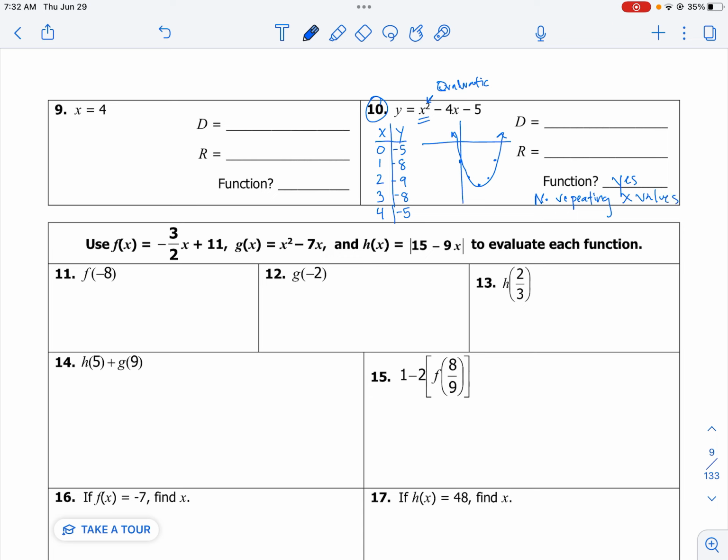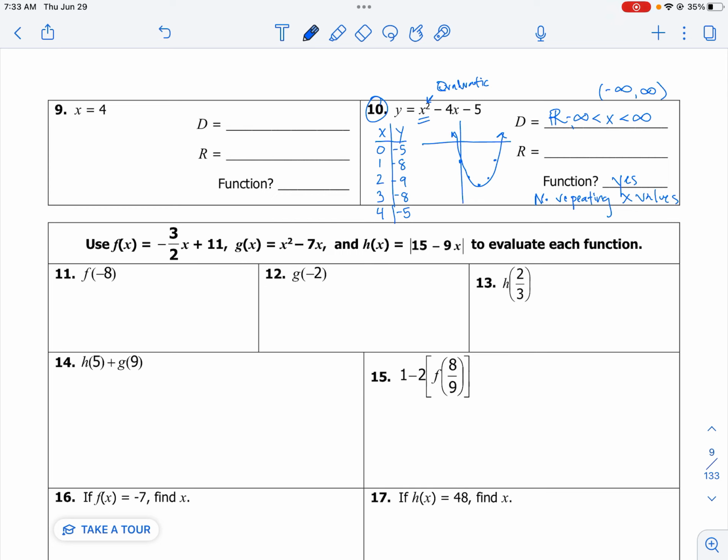Now the domain of this function, how far left and right it goes, is all real numbers. You could also write it as all x's greater than negative infinity and less than positive infinity. You could also write it in interval notation, negative infinity to positive infinity.